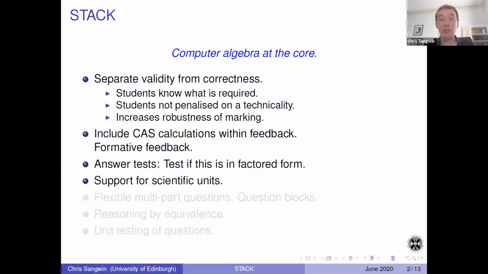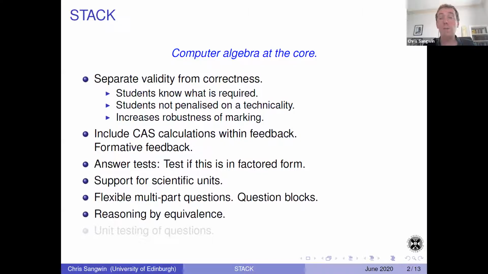We've got support for things like scientific units, flexible multi-part questions, question blocks. There is line-by-line reasoning by equivalence, and a key feature which I'm surprised other systems haven't also implemented is unit testing of questions. Students get randomly generated versions of a question. They select from a pre-generated random list of variants, and we can test that each random variant works and that it's robust. So I hope other people have copied that, because it's really a very useful thing to do.